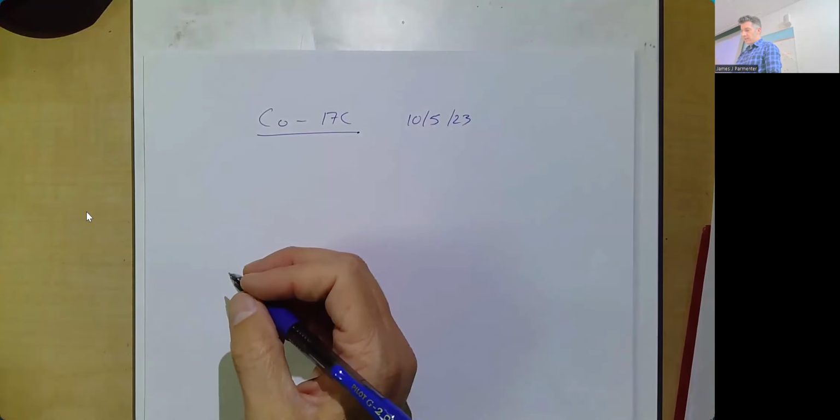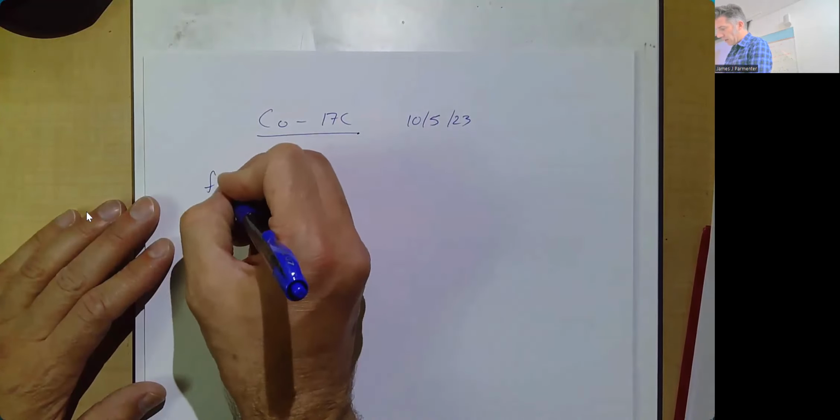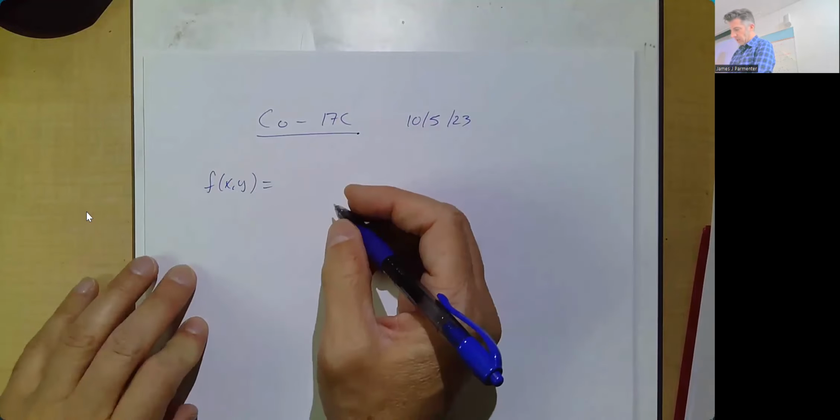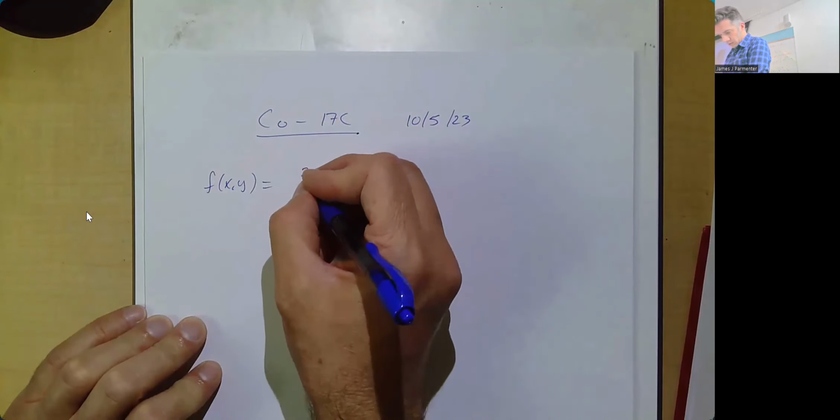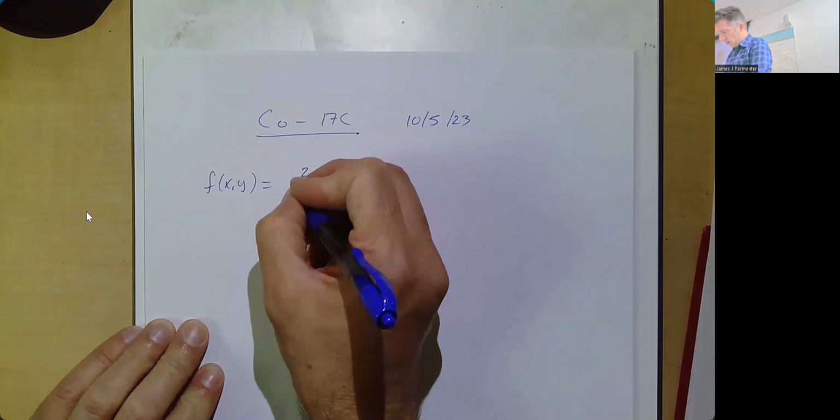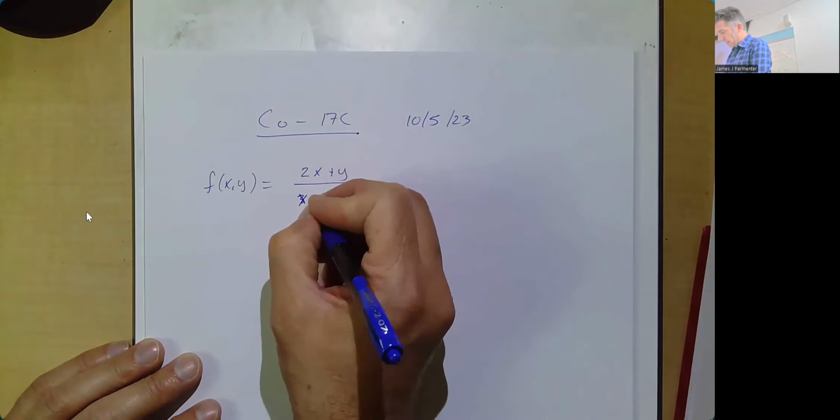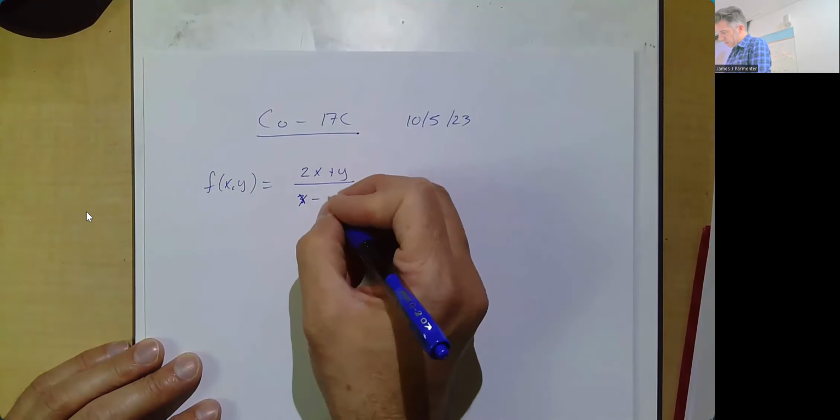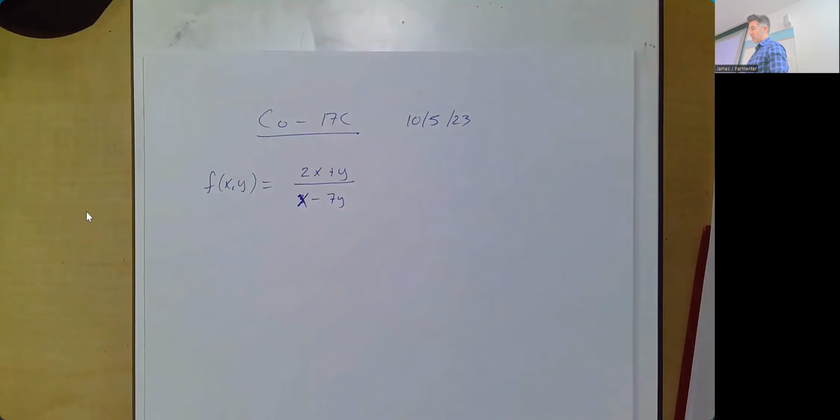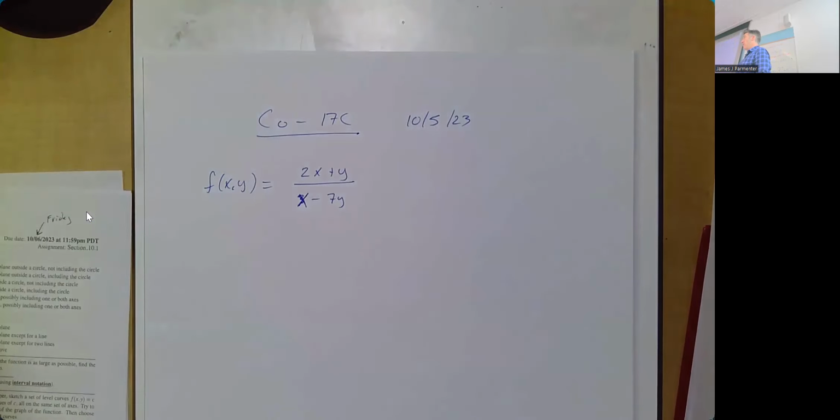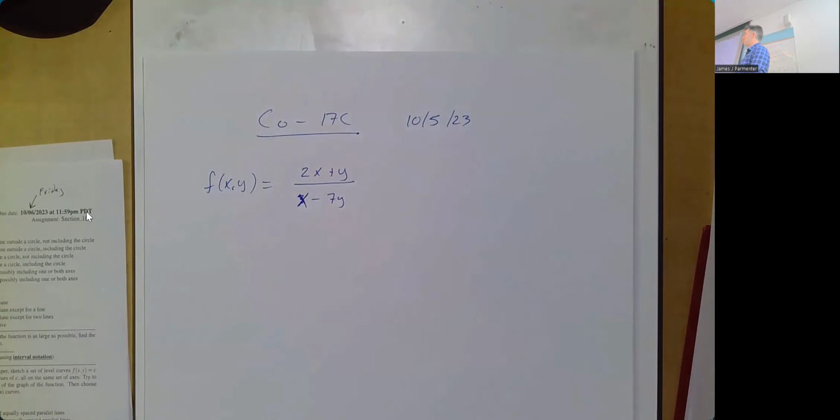All right. So let's say we have a function that looks like this. I'm going to just make something up. Let's say it's, I don't know, 2x plus y over, let's say x minus 7y. And the first thing I'll say about functions like this is, with rare exception, your range is almost always everything.